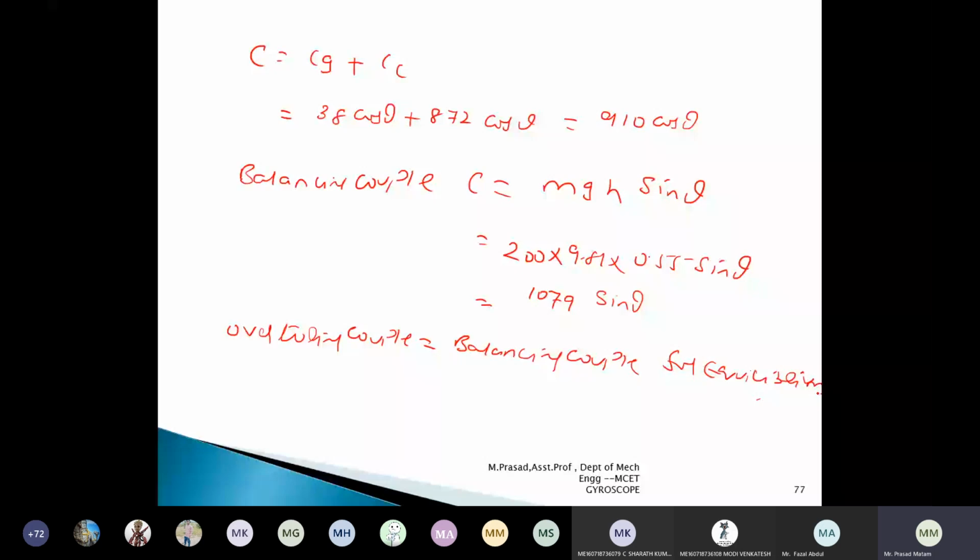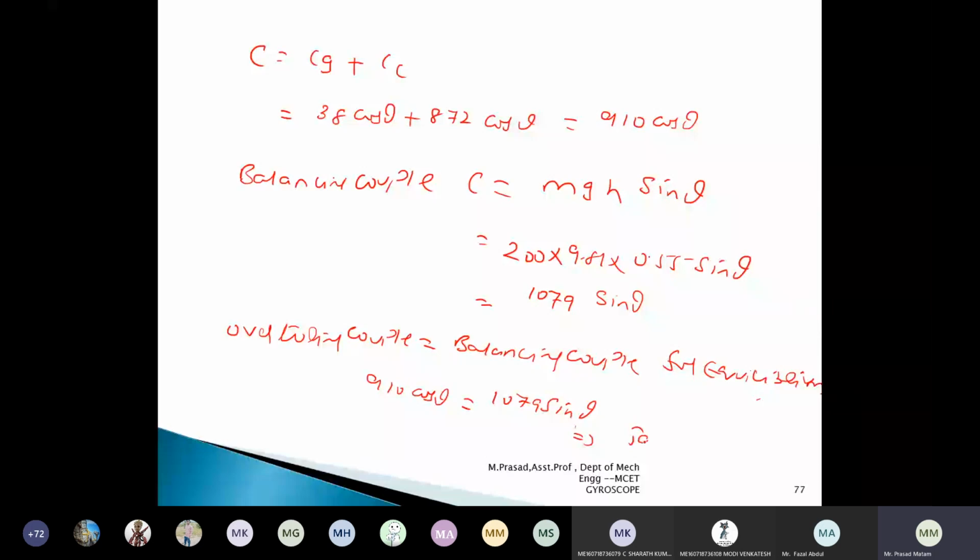So what is the overturning couple? C is my overturning couple, which is equal to 910 cos theta. That is equal to the balancing couple. How much am I getting for the balancing couple? 1079 sin theta.